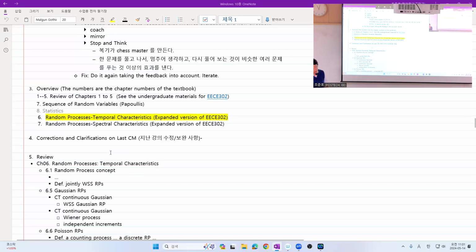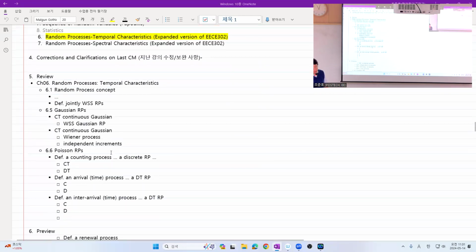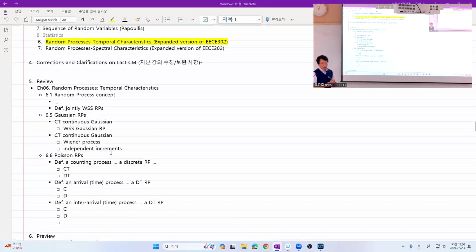No corrections or clarifications, but I will explain again about the Poisson processes and related definitions, such as counting or arrival processes, inter-arrival processes, something like that.